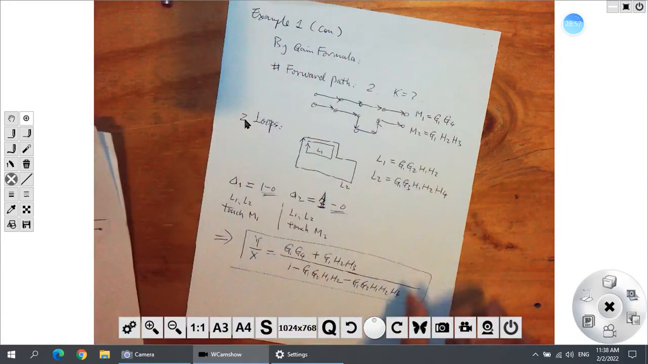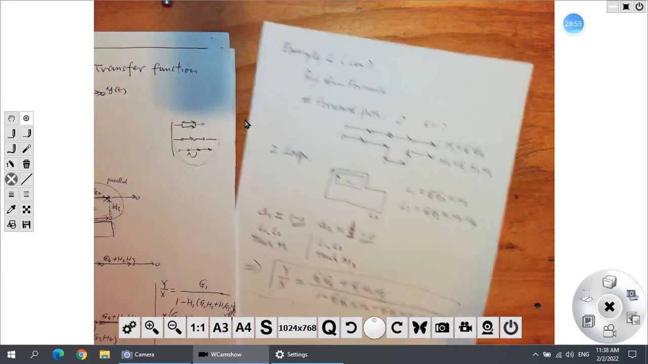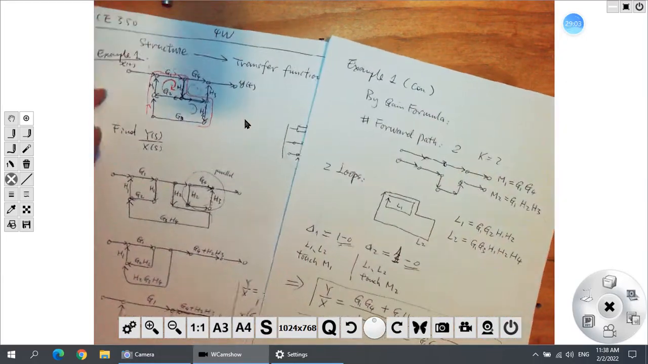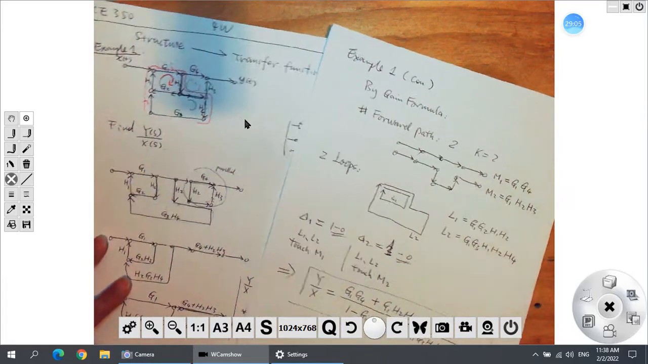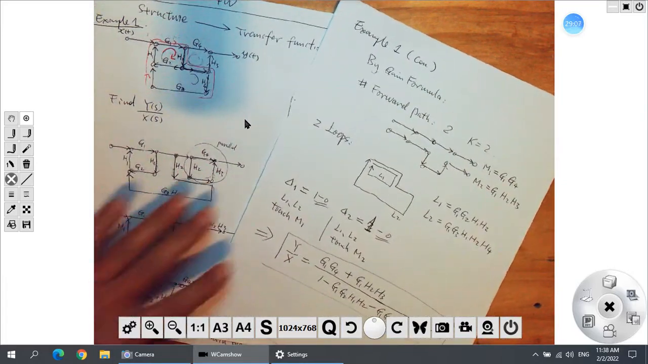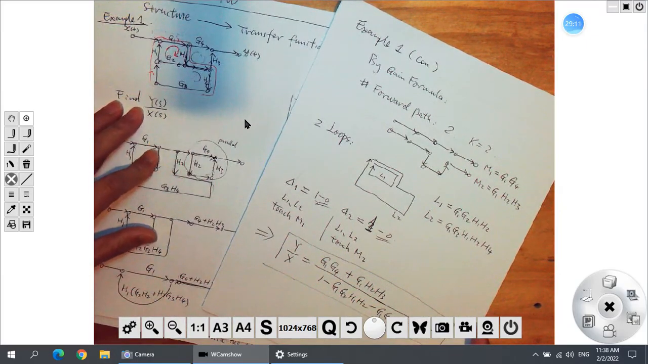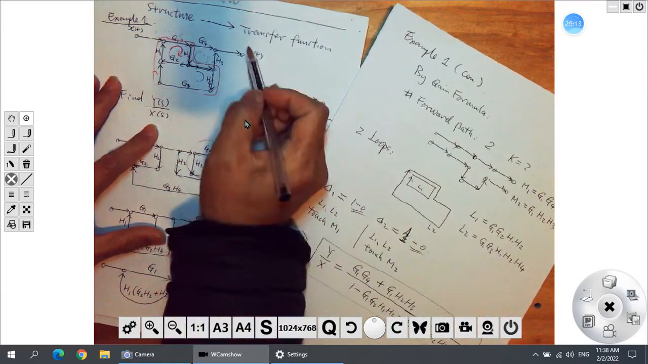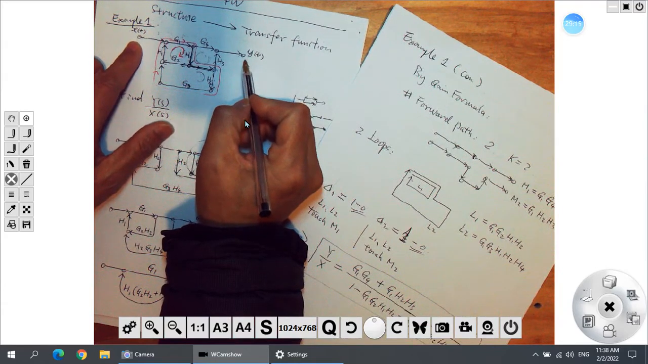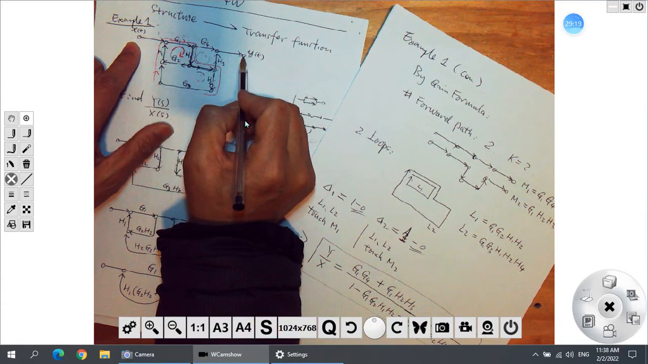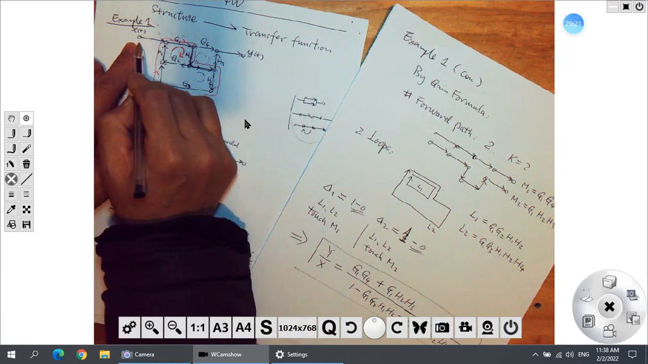So this is the gain formula. And of course we have some requirements. We cannot always use the gain formula, but we need some requirements. What are those? Here X and Y. So this point is an input point. This is the output point. Make sense? This is like a source. The signal is coming out from here, right?